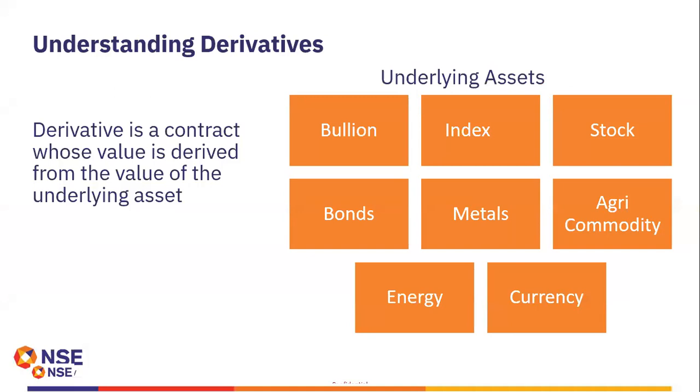So basically, a derivative is a contract between two parties, and the value of the contract is derived from the value of the underlying asset. Two parties enter into a contract based on some kind of asset, they try to exchange that asset, and based on its value, the contract value is derived. The underlying asset can be bullion, that is gold and silver, an index, a stock, bonds, metals, agri-commodity, energy, or currency. Presently, these are the underlying assets available in the market on which we have derivative contracts.